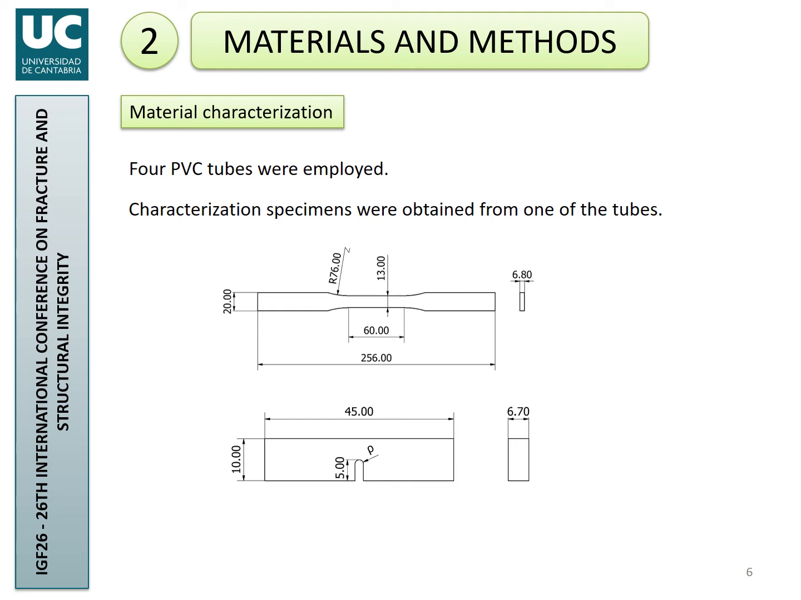So for this analysis, we had 4 PVC tubes. One of them was used to characterize the material in terms of tensile properties and fracture properties. So from one of these tubes, different specimens were machined to better know the properties of the material being analyzed. And the other 3 tubes were the proper demonstrators.